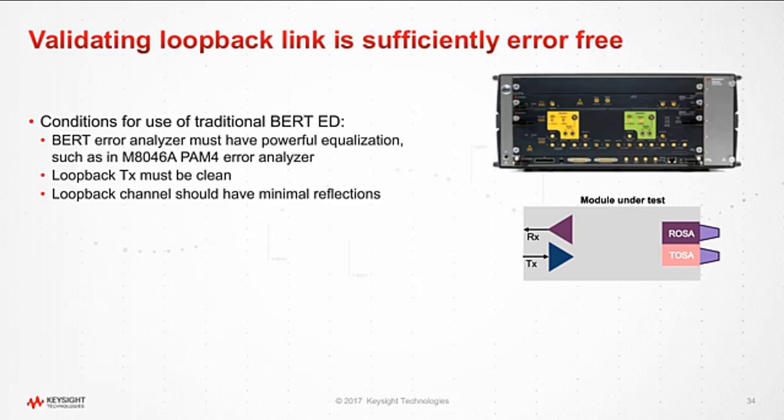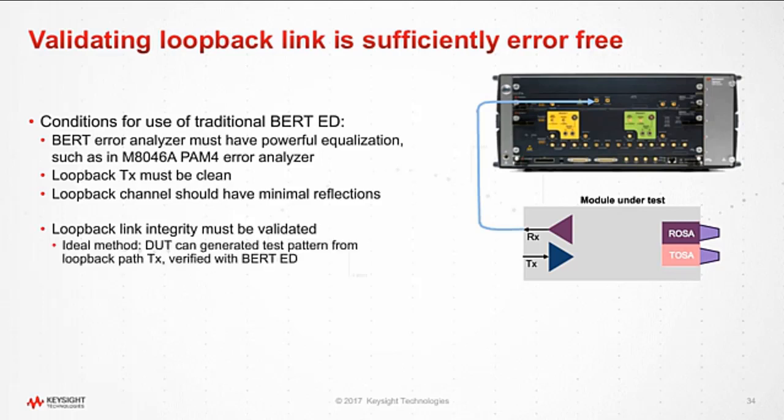But basically, I went through all these criteria. You have to have a clean transmitter. You have to have low reflections. You have to have a good, low-loss channel. And so we really need to validate that link, because we're going to try to use loopback, and we need to validate that it really is error-free. So the ideal method to do this, once again, requires hardware in your chip.